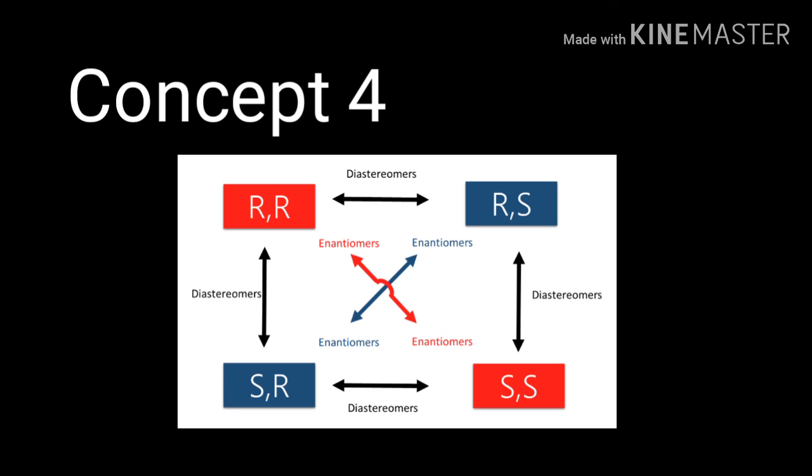In this image, you can see that there are 2 chiral centers, so 4 stereoisomers are possible. Only the exact opposites, or the diagonal arrows here, are enantiomers, and they therefore have a mirror image that is not superimposable. The molecules that differ at only 1 stereocenter, the parallel arrows here, are the diastereomers.